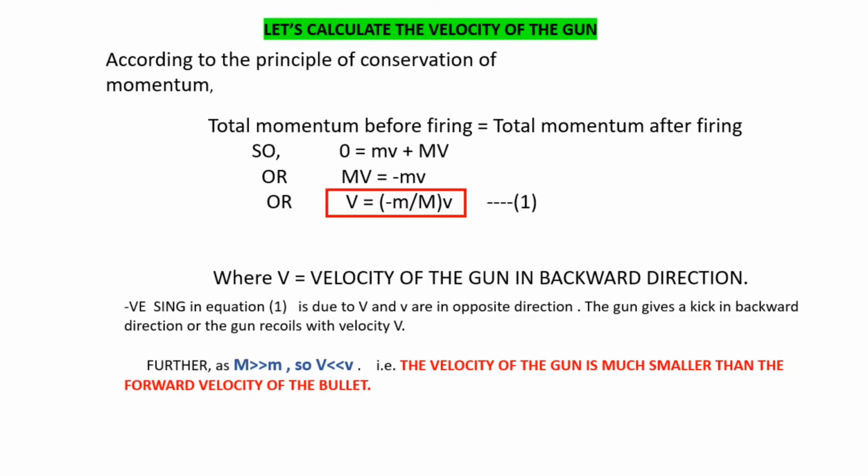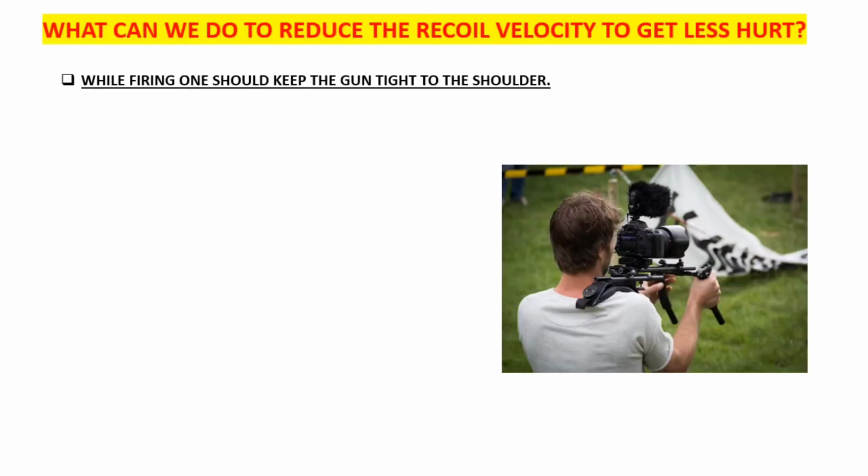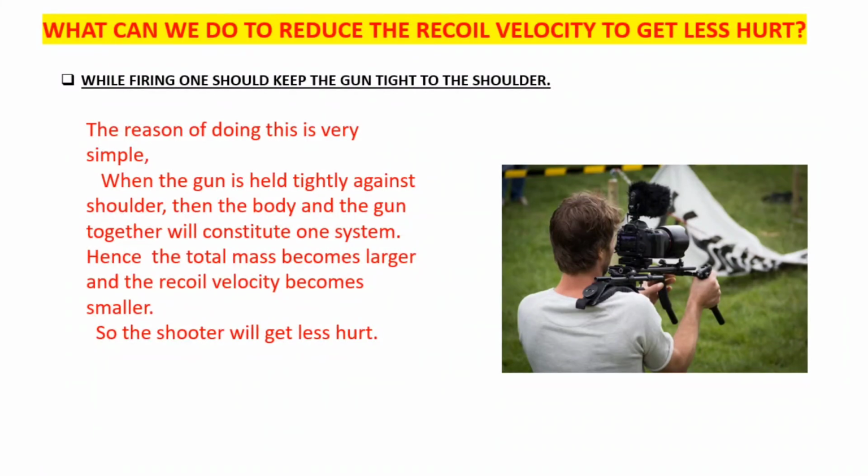So now, what can we do to reduce the recoil velocity to get less hurt? While firing, the shooter should keep the gun tight to the shoulder. Why? The reason is very simple. When the gun is held tightly against the shoulder, then the body and the gun will act just like one system. So the mass will be very high, so that the backward velocity will be very less. Okay. So this is the only thing you can do while shooting a gun.